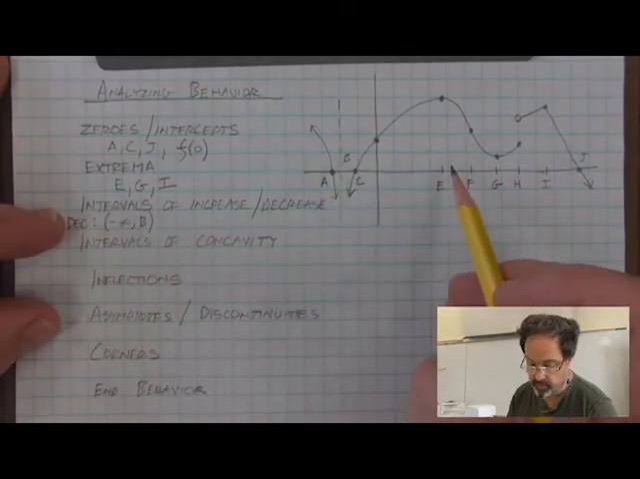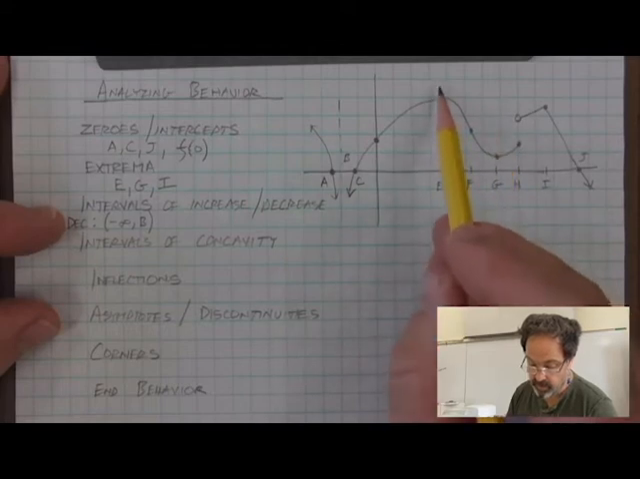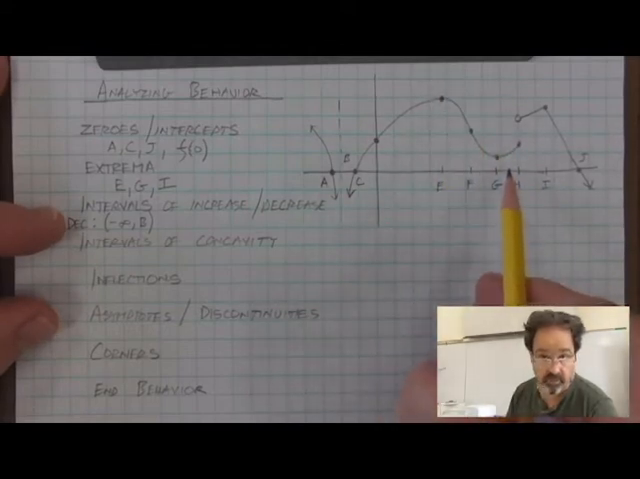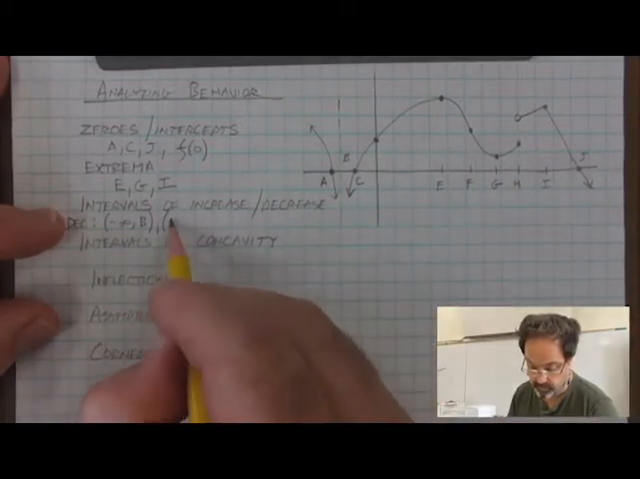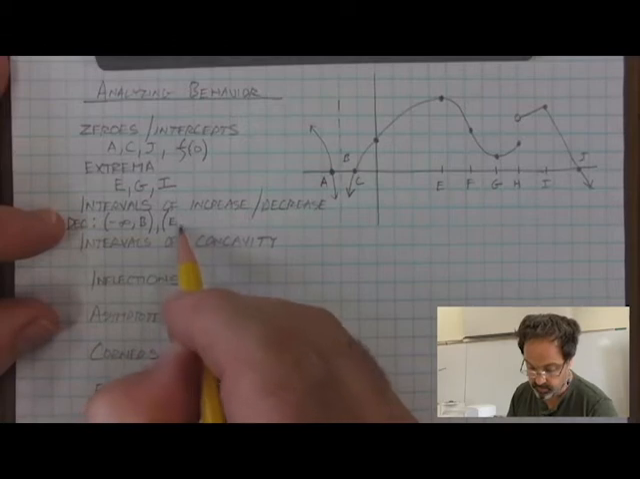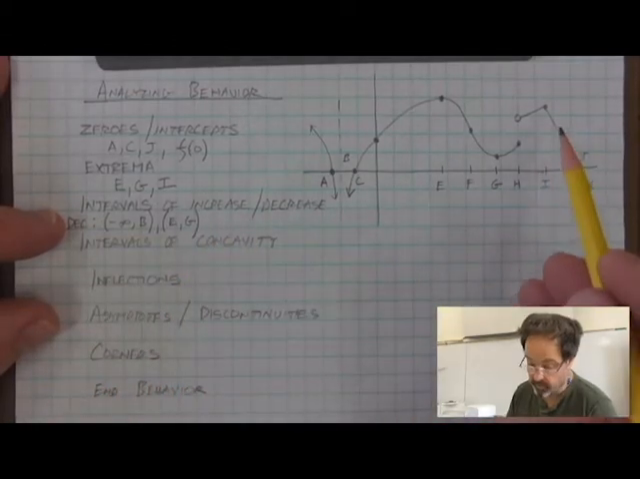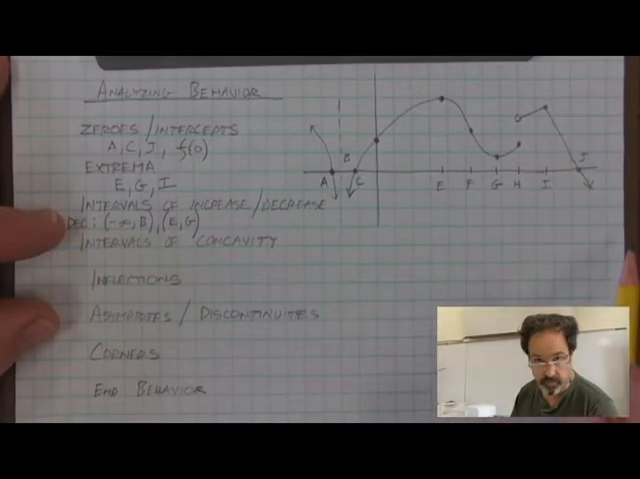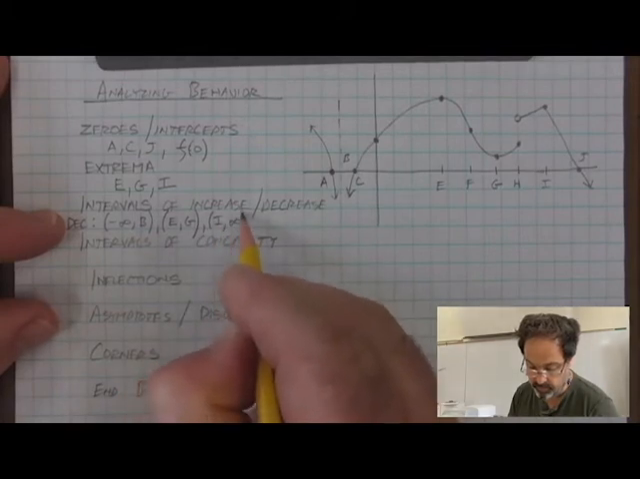The function also decreases between E and G. Again, visualizing tangent lines, all those tangent lines would have a negative slope. So the function is decreasing on the interval from E to G. It's also decreasing from I and then everywhere afterwards, or on the interval from I to infinity.